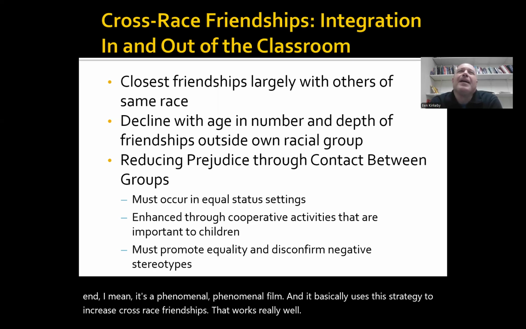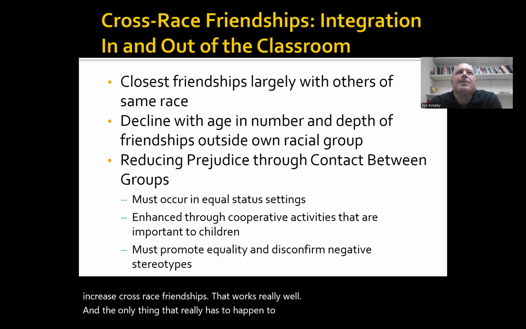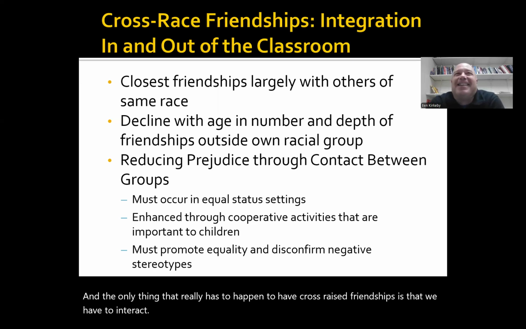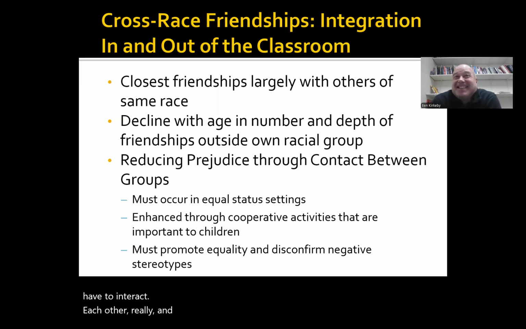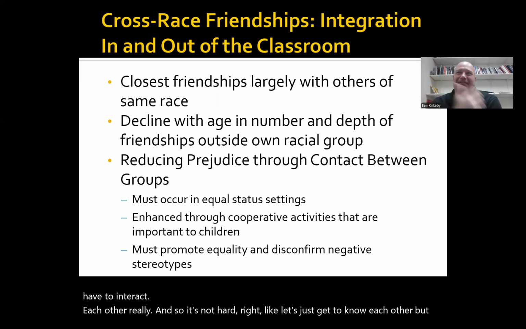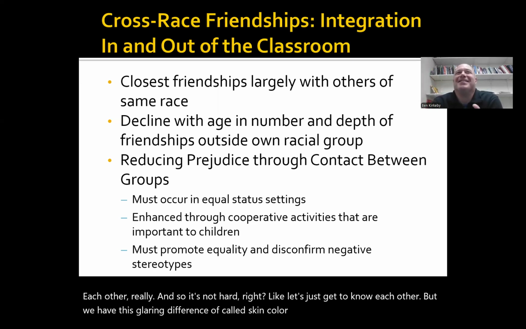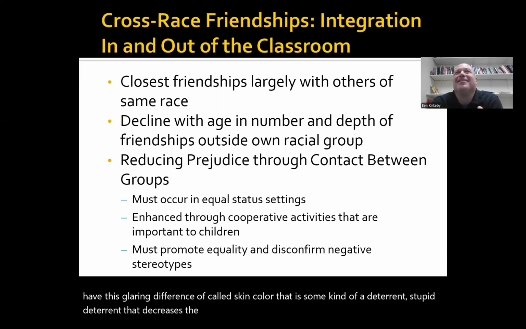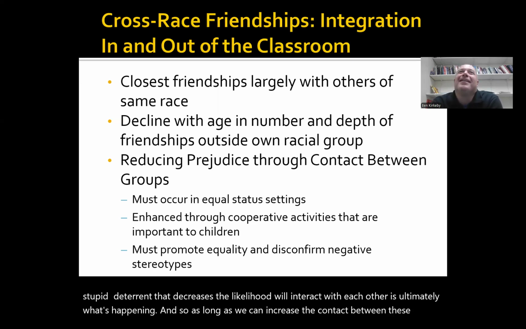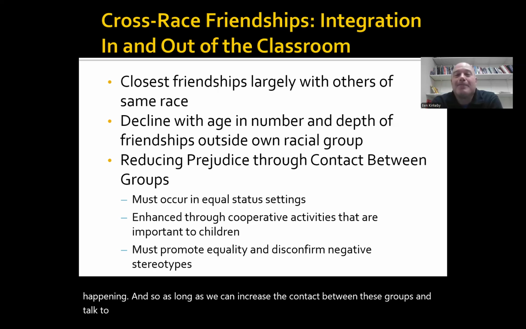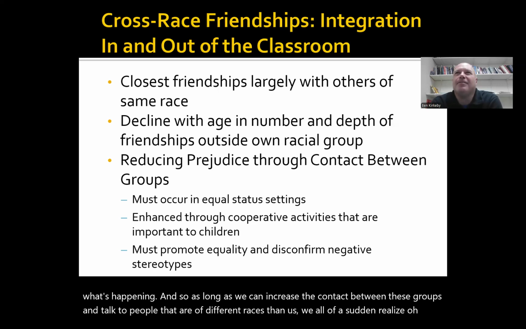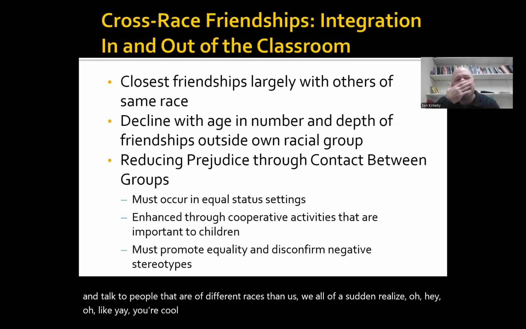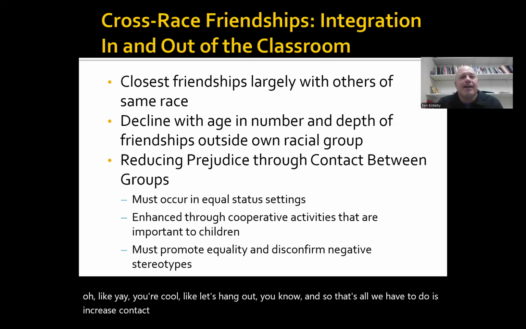The only thing that really has to happen to have cross-race friendships is that we have to interact with each other. Really. It's not hard, right? Let's just get to know each other, but we have this glaring difference called skin color that is some kind of a deterrent, a stupid deterrent that decreases the likelihood we'll interact with each other. As long as we can increase the contact between these groups and talk to people of different races than us, we all of a sudden realize, "Oh, hey, you're cool. Let's hang out." And so that's all we have to do, is increase the contact between the groups.